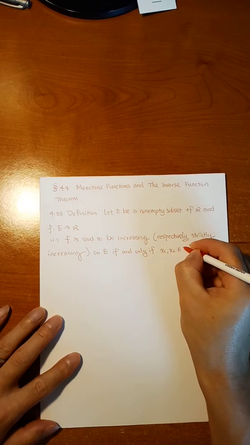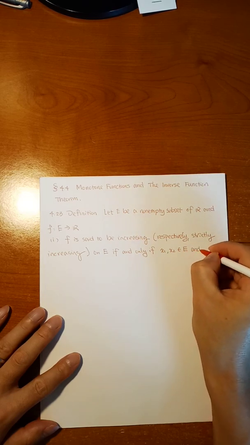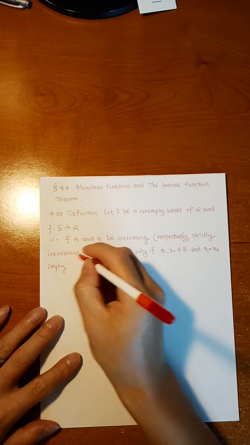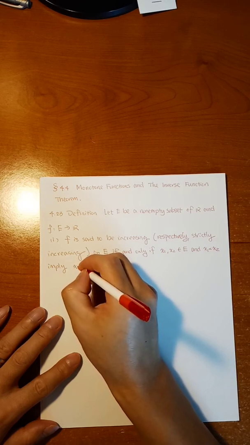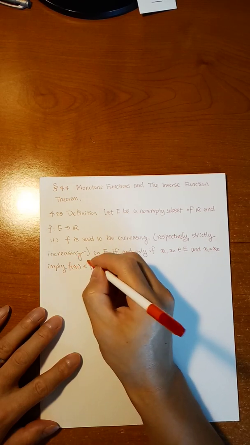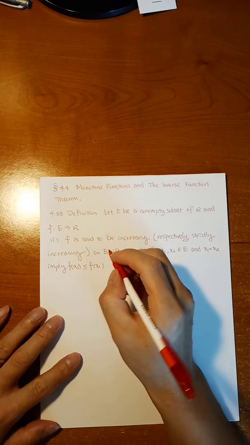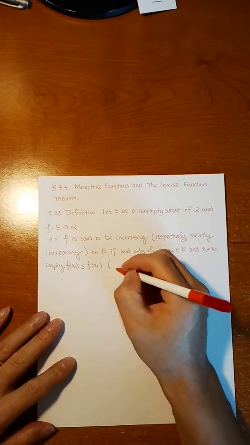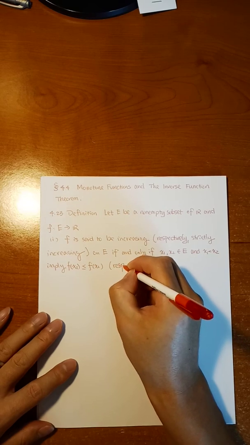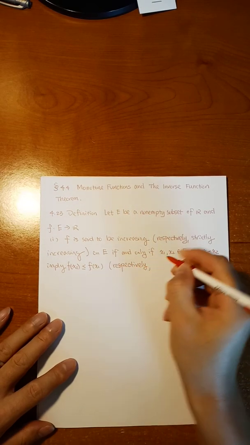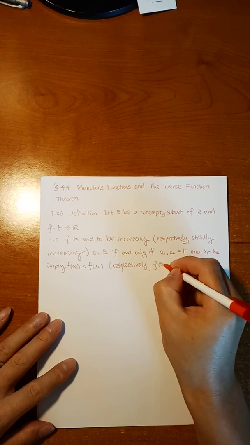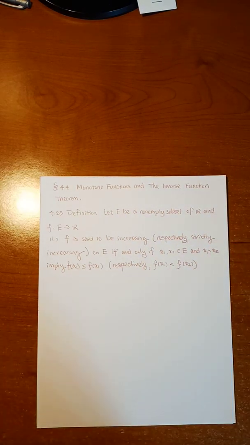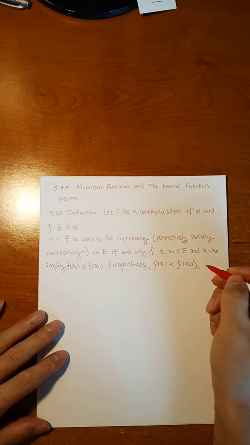x1, x2 in E and x1 less than x2 imply f(x1) less than or equal to f(x2). So this condition corresponds to being increasing. And if we put the parentheses, respectively, f(x1) less than f(x2), then this is called strictly increasing. It's our common definition.